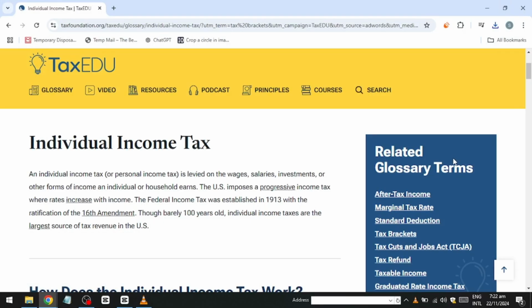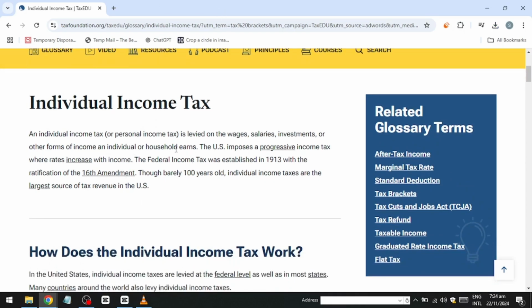In the United States, individuals and households pay income tax on the money they earn. This includes wages, salaries, investments, and even things like side gigs or rental income. The federal government, along with most states, collects income taxes to fund things like infrastructure, healthcare, and education.